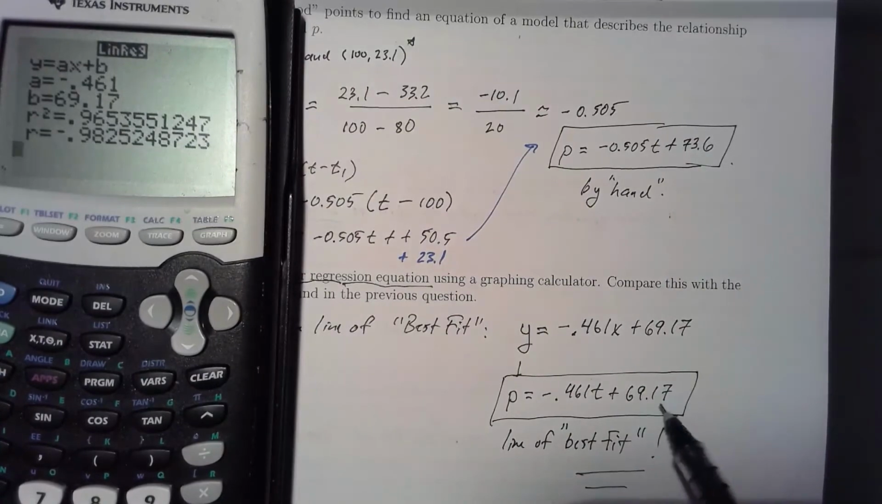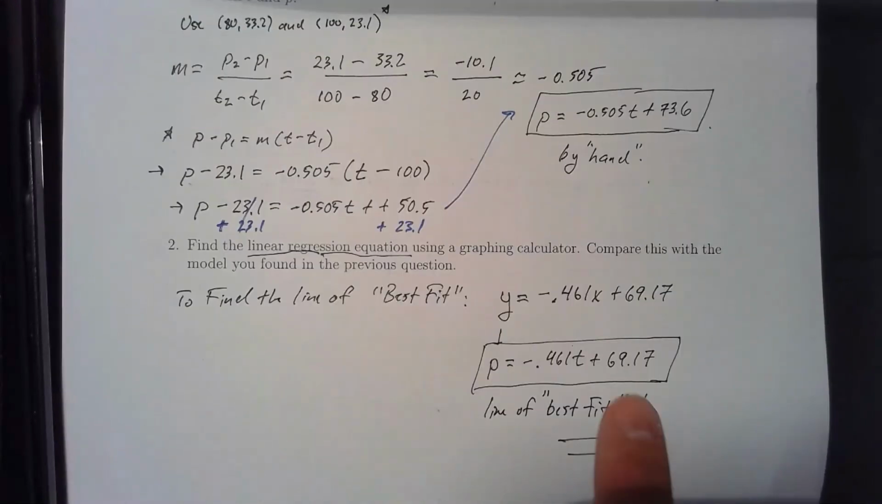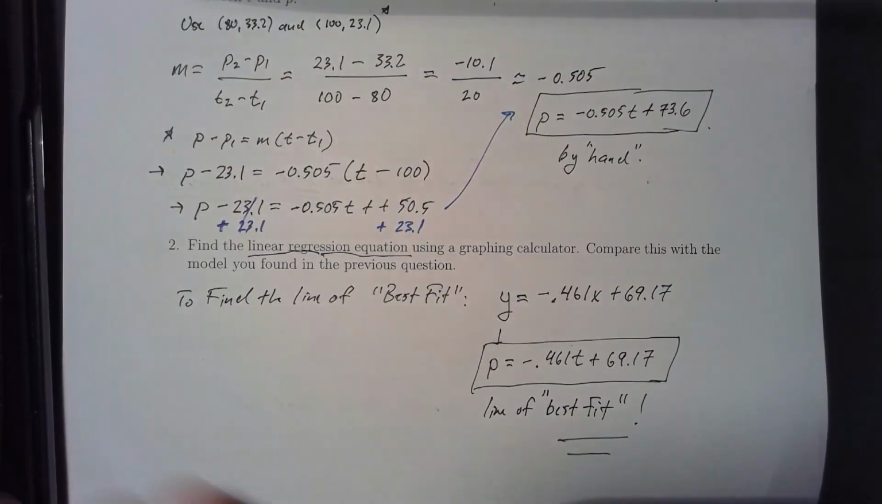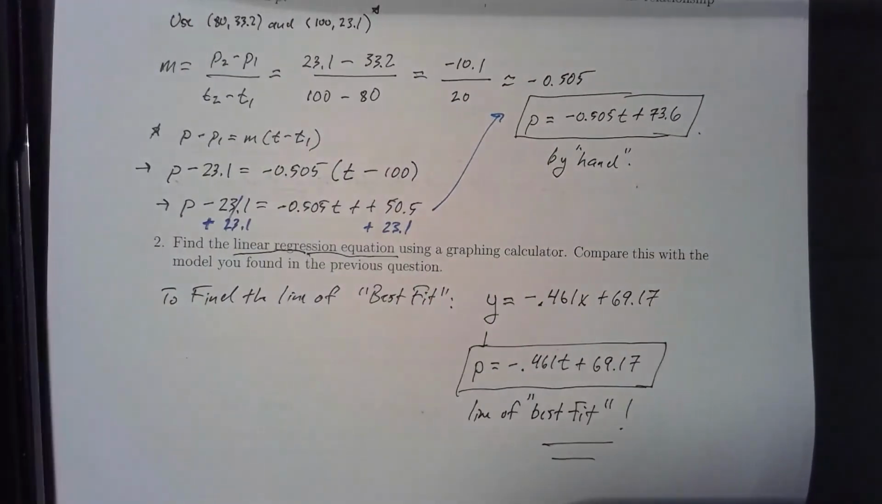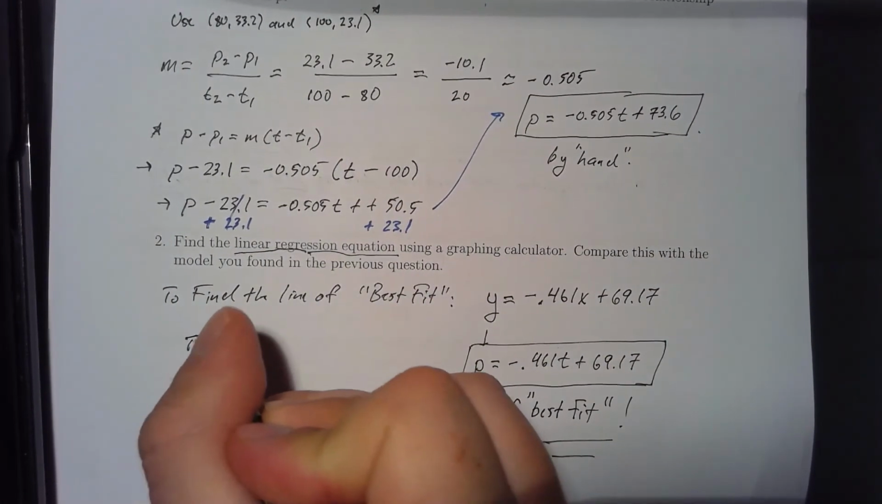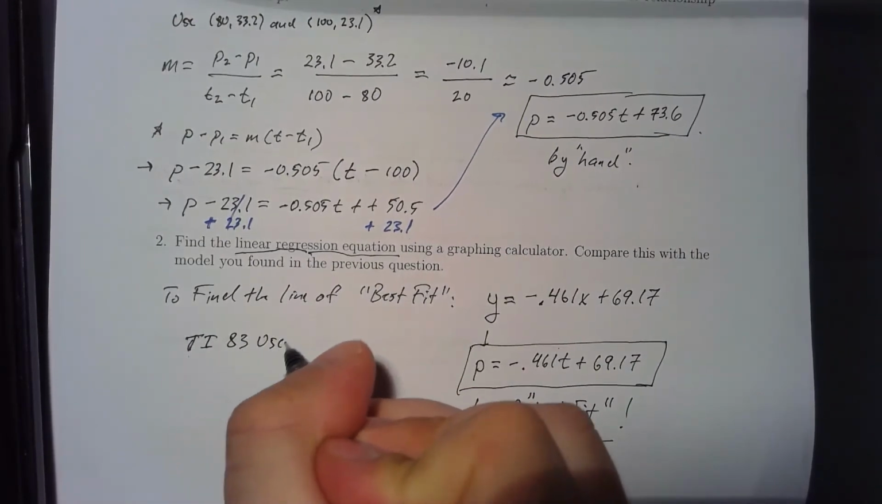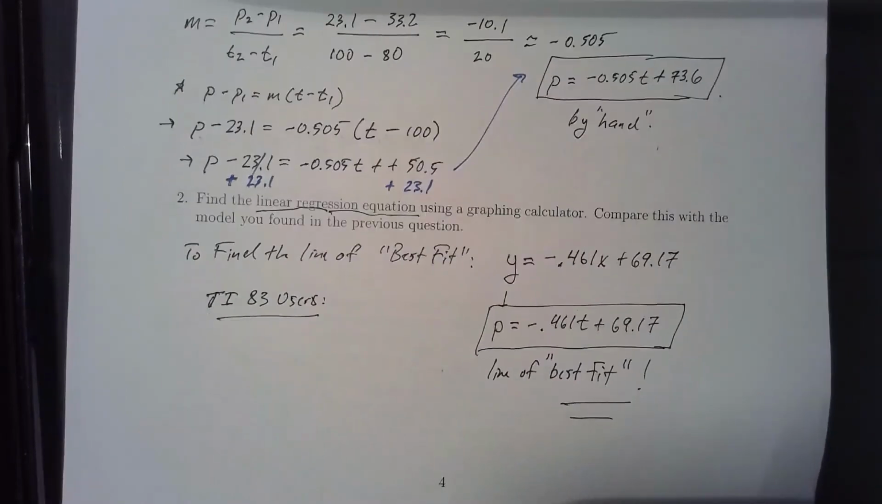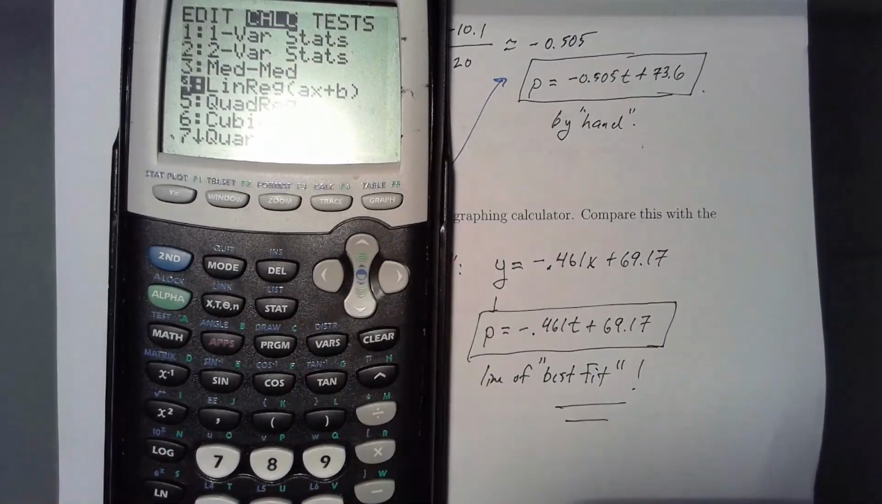This is the best line you could get for that data. You can't do any better than that. Okay, so if I had a TI-83, what would I do? I'll just write it here. TI-83 users, when you go to stat and go over to calc and go down to linreg and hit enter, that's all the same.